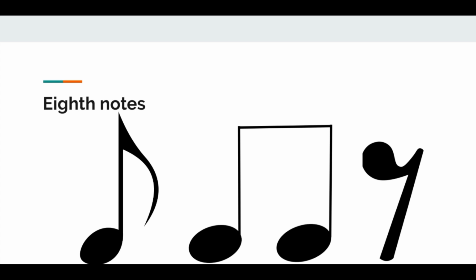Commonly in music, you'll see multiple eighth notes that are side by side grouped together. It just looks nicer and is more readable. And the note here on the right is an eighth rest. So from here on out, you can assume that for every note type, there's also an equivalent rest type.